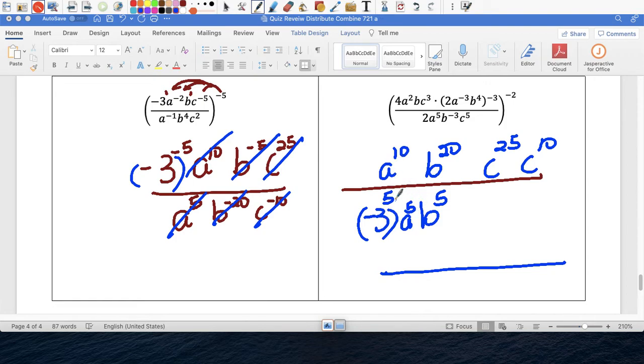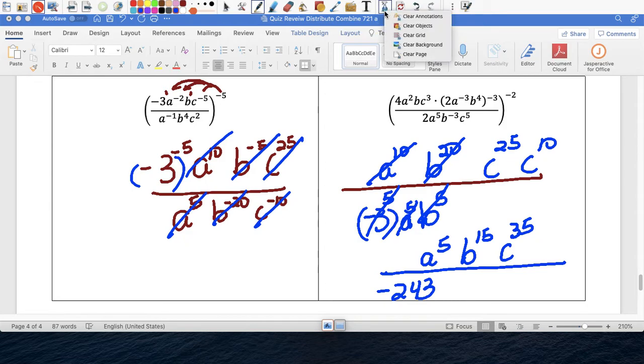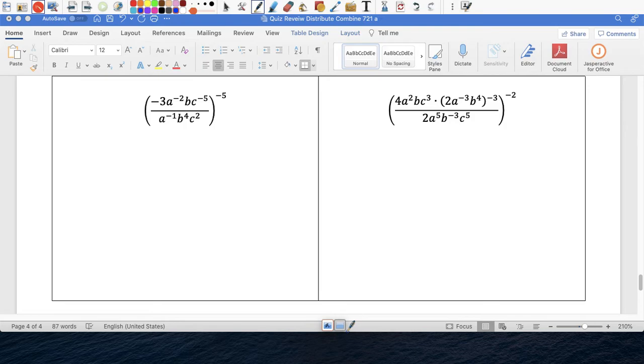Negative 3 to the fifth power is negative 243, so I'm going to write 243. So that's taken care of. A to the 10th and A to the 5th, we're going to have some A's left over, but it's going to be on the numerator. B to the 20th power and B to the 5th power, so I'm going to have definitely 15 B's left over in the numerator. And then these two, we're just going to keep the base and add the exponents. So A to the 5th power times B to the 15th power times C to the 35th power over negative 243. Am I done? No. I think not.